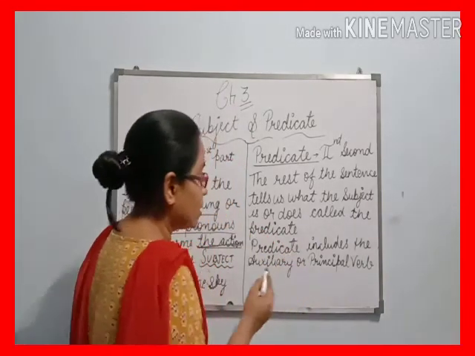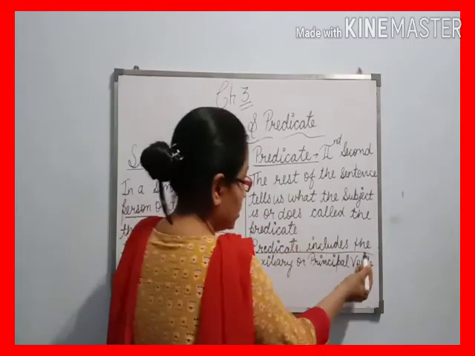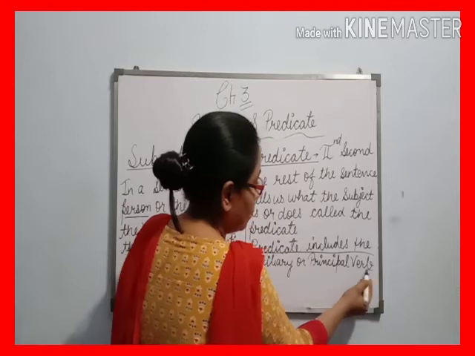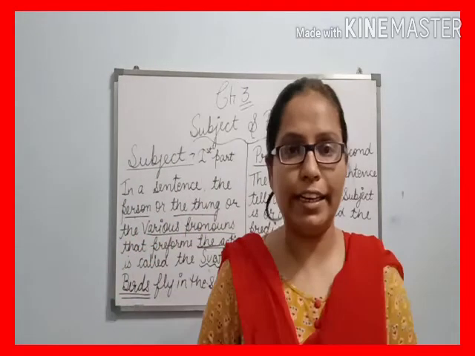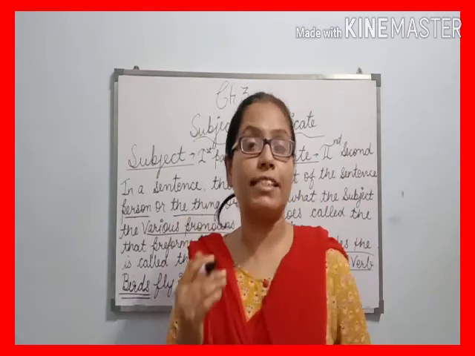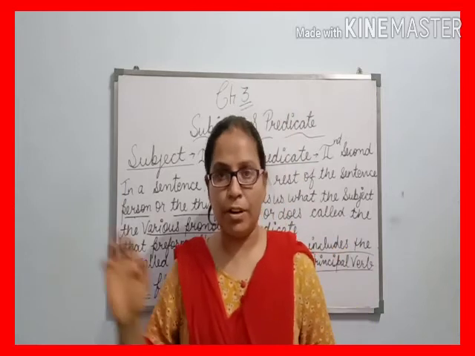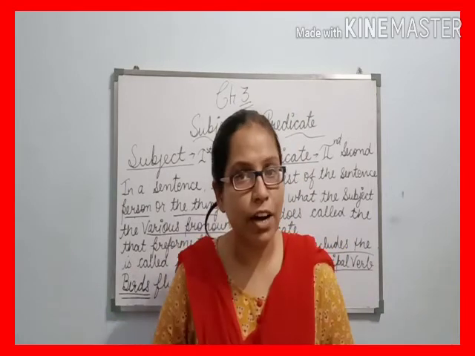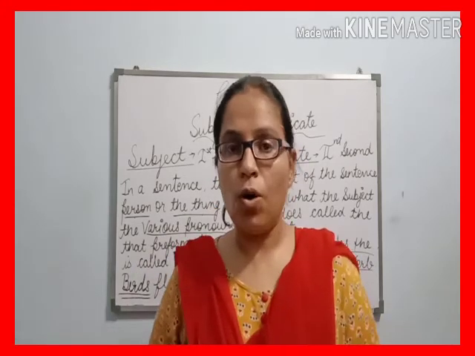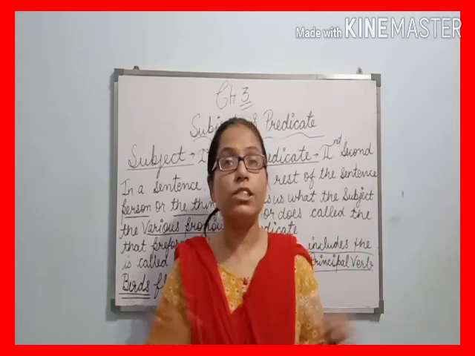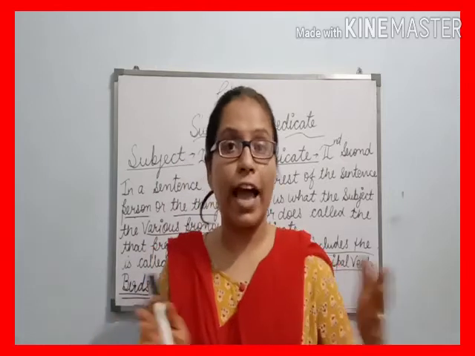OK, one thing is very important, that predicate includes the auxiliary verb or principal verb. It is very important to identify the second part of the sentence, the predicate in the sentence. That predicate always includes auxiliary verb or principal verb. As you know, what are auxiliary verbs? Is, am, are, do, did, does, has, have, had, was, were, will, shall. These all are auxiliary verbs, and principal verbs are all the action words.